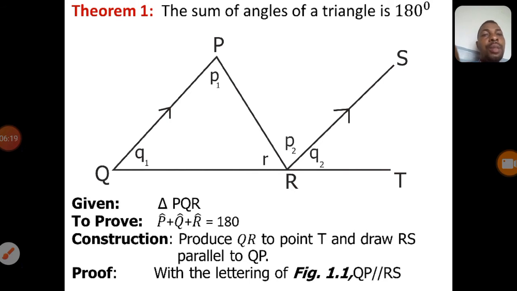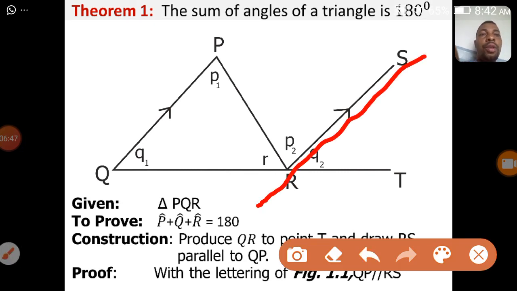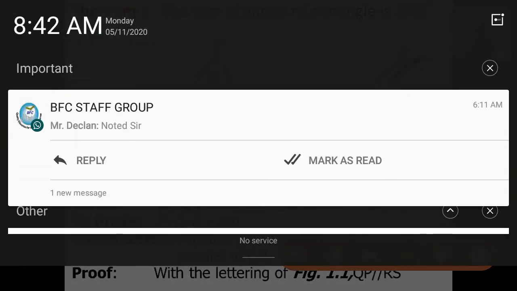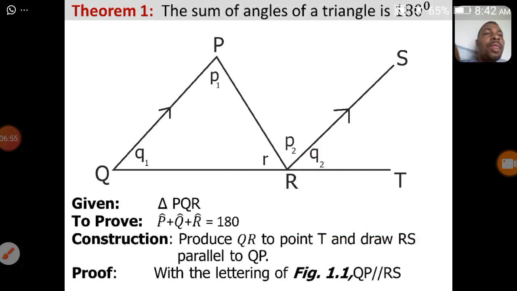For us to carry out the proof successfully, we now construct. You can see the line QR is extended to point T, and R is extended to what? S. The line RS is drawn in such a way that it is parallel to PQ. They are parallel to each other, meaning that they can never meet each other, they can never intersect, no matter how you extend them.